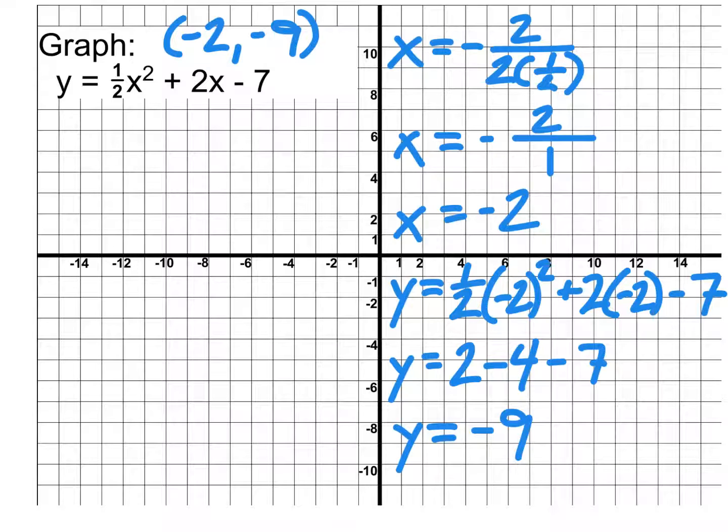And so you've hopefully found your vertex to be at -2, -9. And then it's going to be a matter of plotting that point and all the other points that go with it.